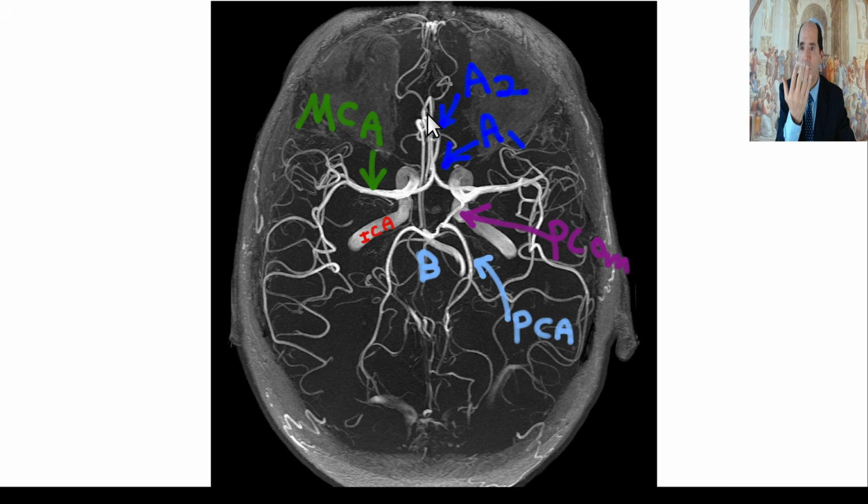I remember the ACA is like a Mohawk haircut. I remember the MCA is like Bozo the Clown sticking out on the side. And I remember the PCAs, posterior cerebral arteries here, as being like glasses put on your head backwards because they supply the occipital lobe for vision. Okay, so that's how you can easily remember the territories.